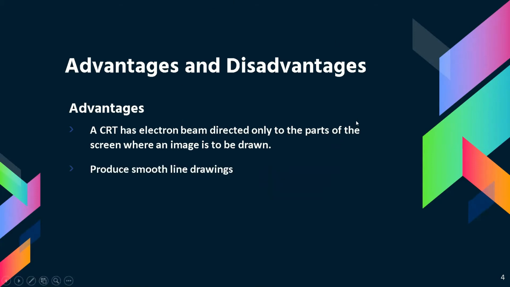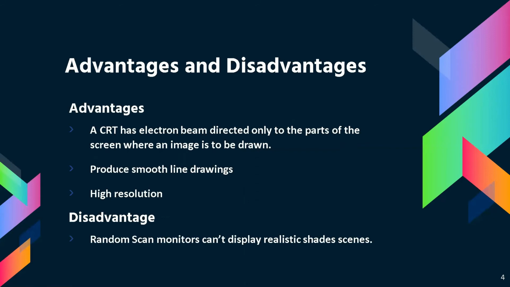It produces smooth line drawings. And the images produced by this display have higher resolution. The disadvantage is that it cannot display realistic shaded scenes. So what is the disadvantage? It cannot display realistic shaded scenes. Okay, so that's all for the random scan display.